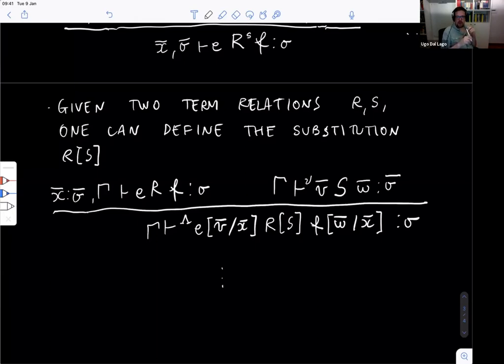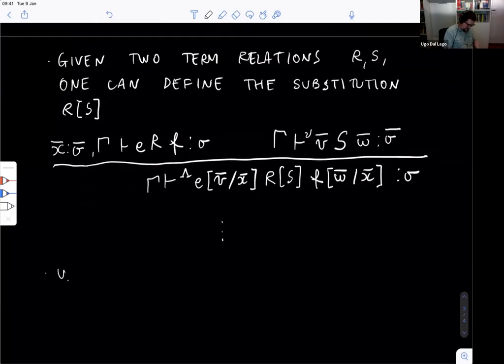Very good, we are almost there. First of all, before going to the key notion, we want to define what it means for a term relation to be value substitutive. So the relation is value substitutive.